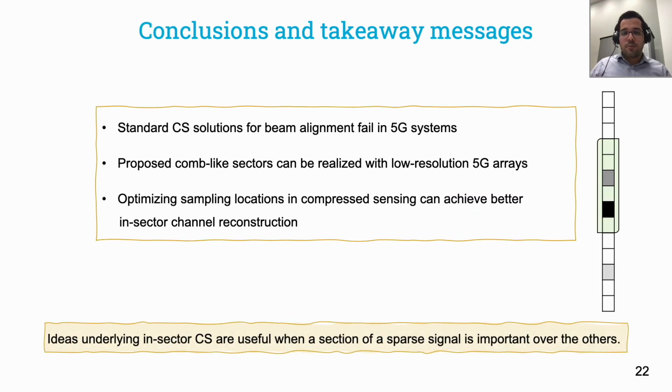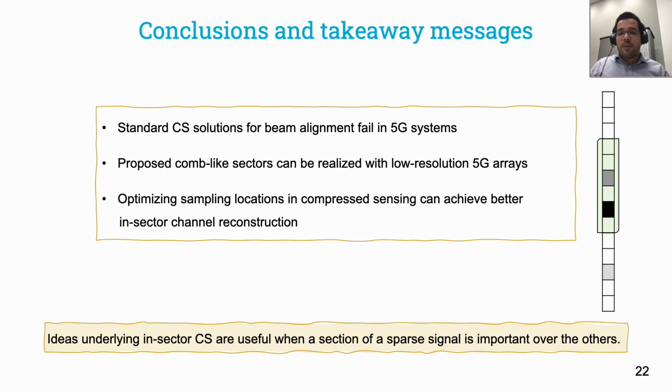So, to conclude, today we learned why standard CS solutions for beam alignment in 5G systems fail. We now know that the real reason for this failure is that the code words used in standard compressed sensing illuminate the beam space almost everywhere, which leads to a poor received power. Then we looked at how to construct our special comb-like sectors that collectively illuminate the entire beam space. An interesting thing about our contribution in sector design is that our sectors can be realized with extremely low resolution hardware, such as 1-bit phased arrays.